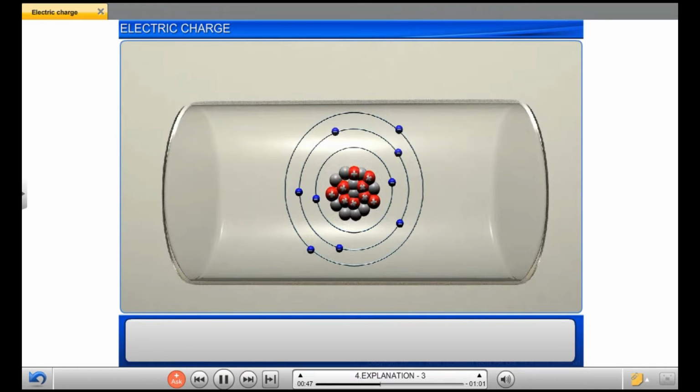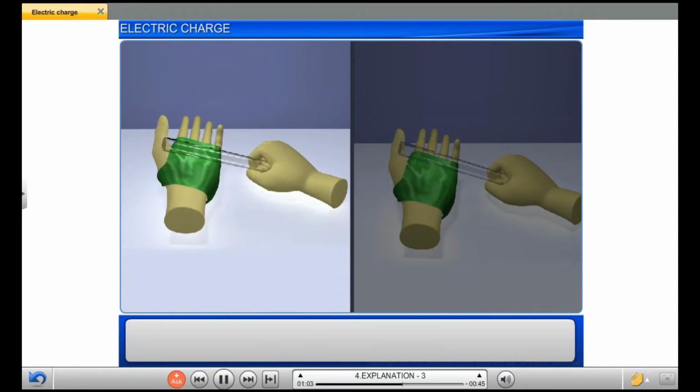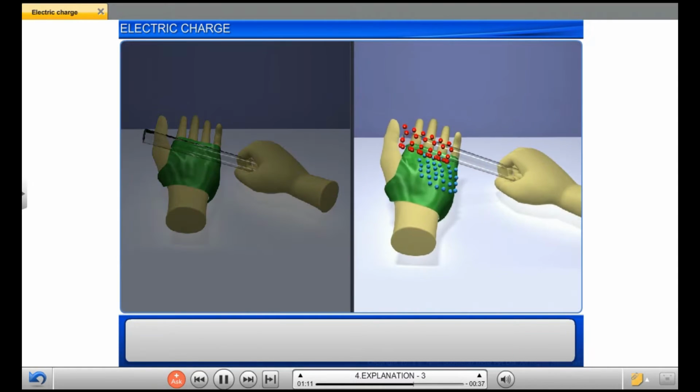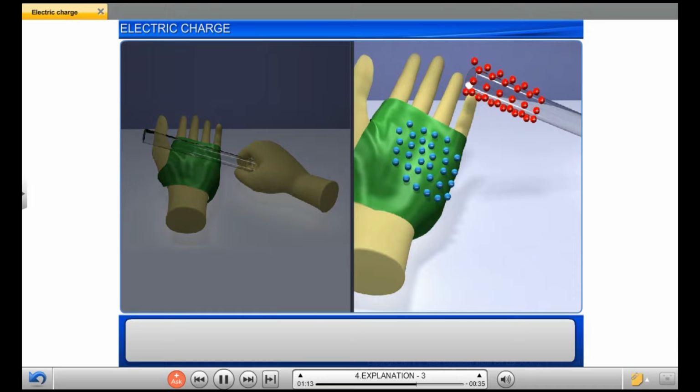We know that all matter is made up of atoms or molecules. Also, within an atom, the total negative charge is balanced by the total positive charge in it. When we rub one material against another material, the material in which electrons are relatively loosely bound to its atoms readily loses a few of its electrons to the other material.